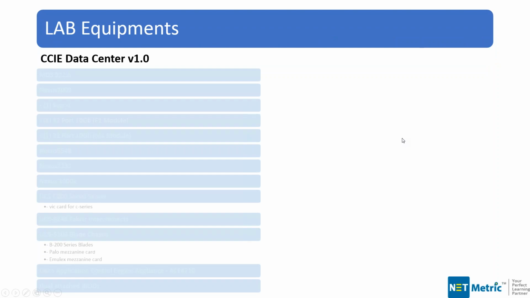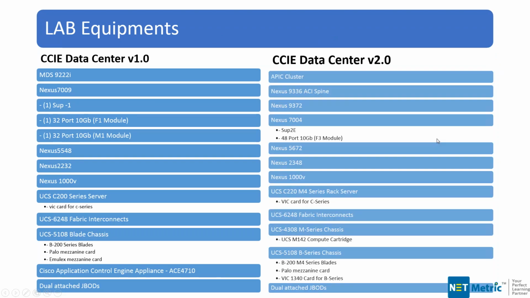Next is the lab equipment. We have version 1 as well as version 2, and I have done the comparison between them. Let's see that. First, let me tell you what things are common. The Nexus 1000V, which was present in version 1, is present in version 2 also. The 6248 fabric interconnect is here also. The same blade chassis for Cisco UCS is present over here.